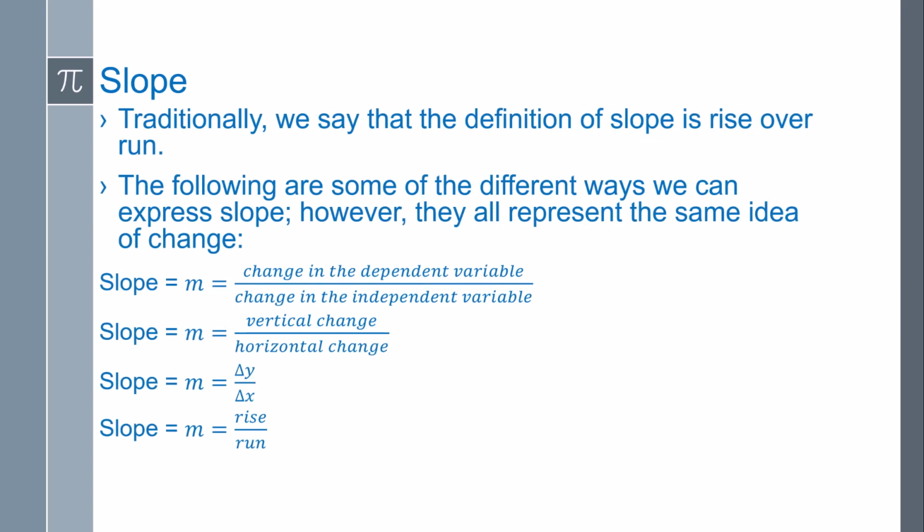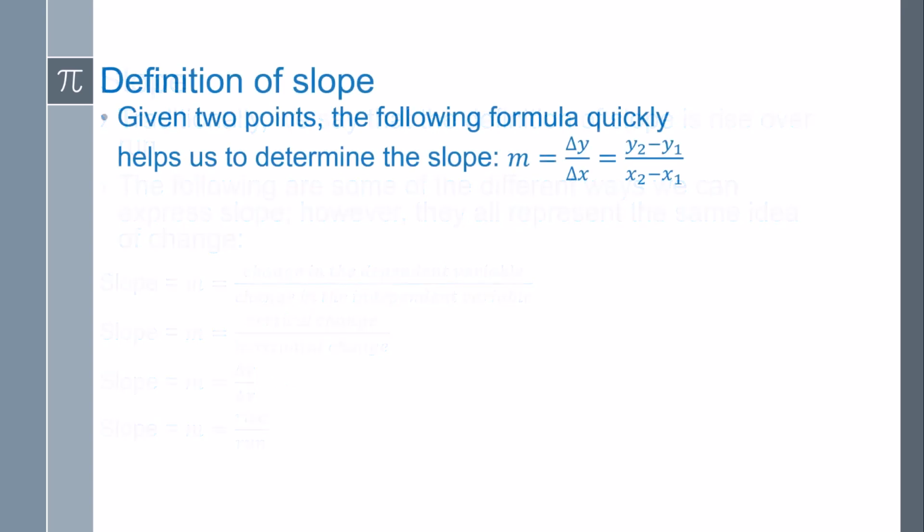Now, these are the different ways that we represent our slope. So we can say slope is the change in the dependent variable divided by the change in the independent variable, or the vertical change divided by the horizontal change, or we'll see this more in science classes, delta y over delta x. That just means change in y over change in x, or rise over run. So given 2 points, the following formula allows us to find the slope. So this is the slope formula.